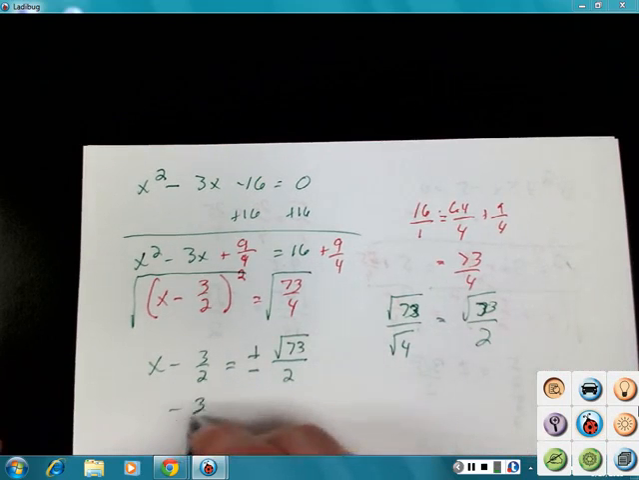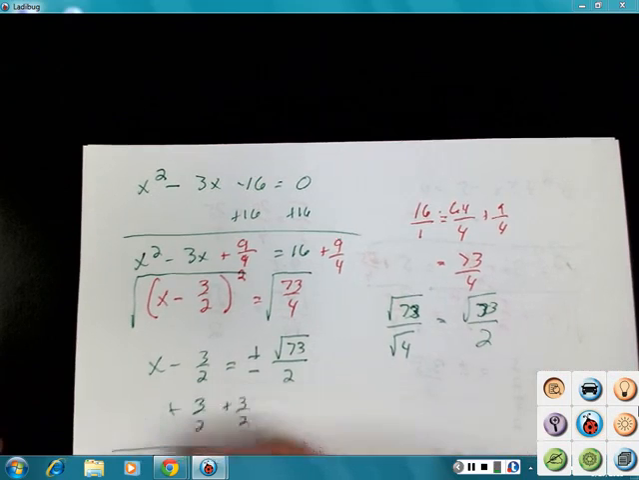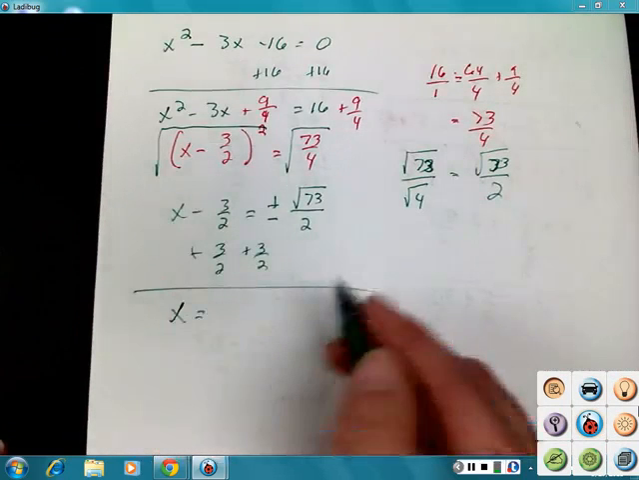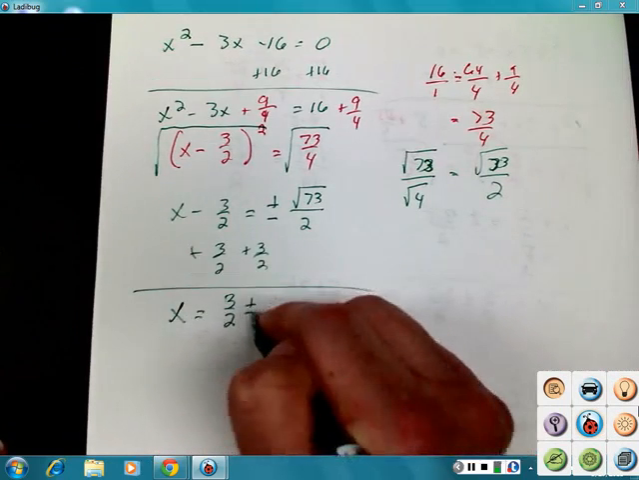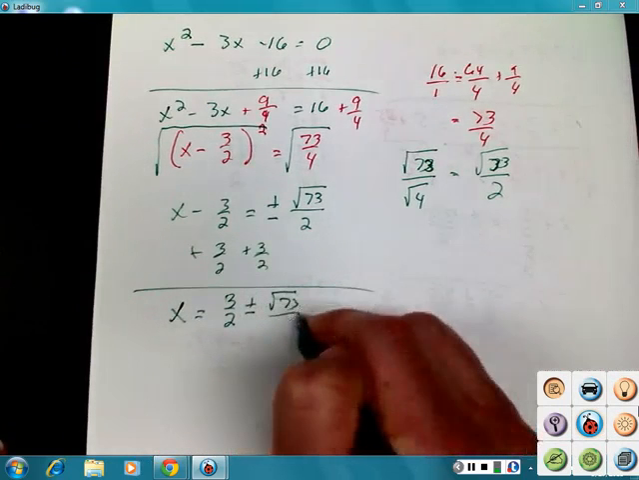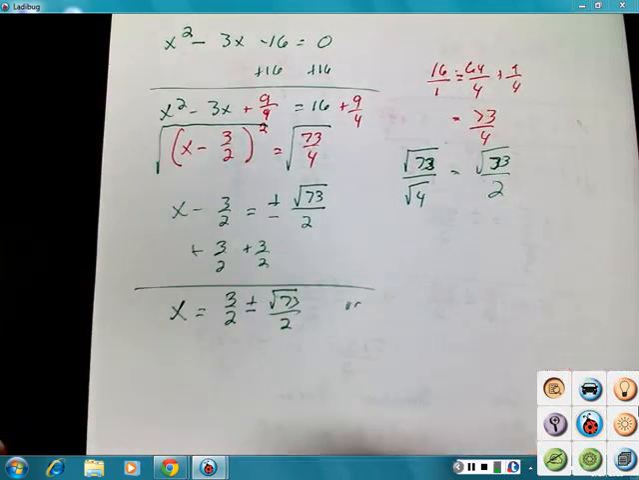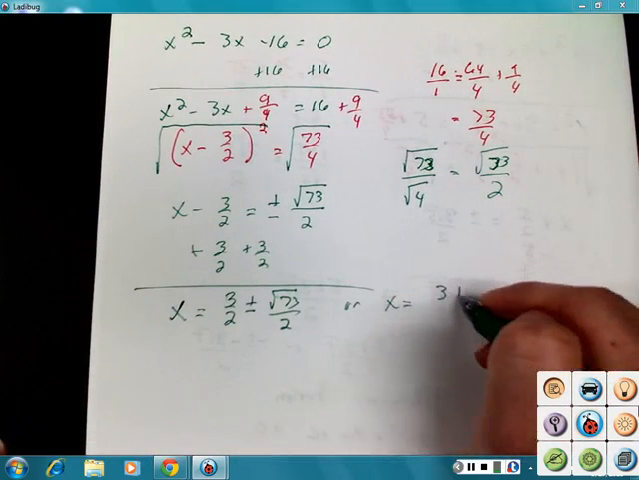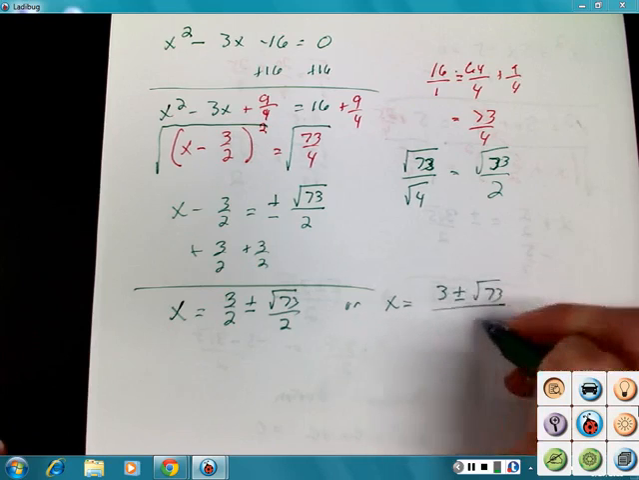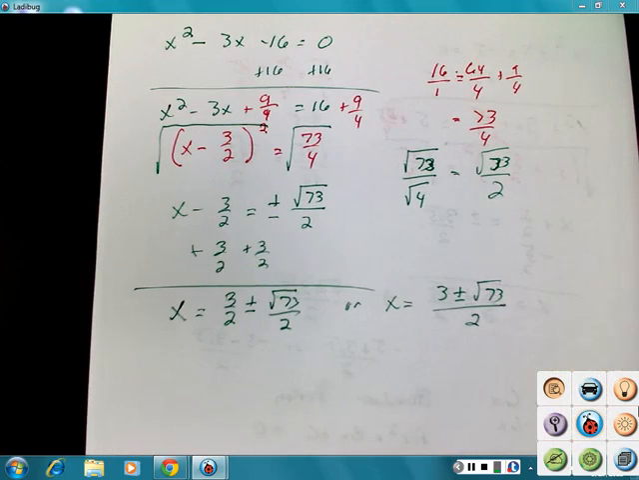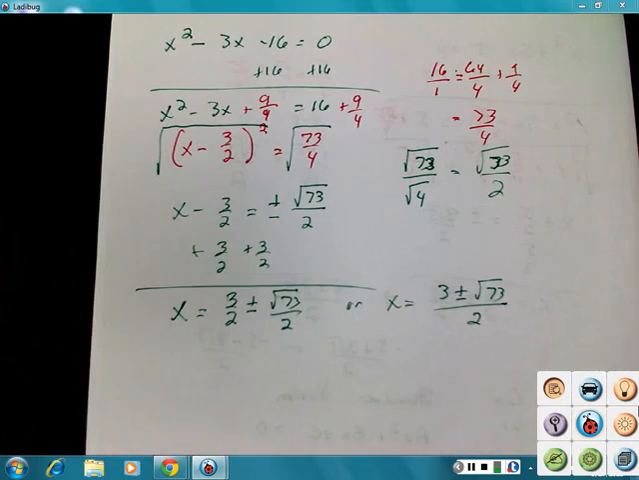Move my 3 halves over. And I find out that x is equal to 3 halves plus or minus the square root of 73 over 2, or x equals 3 plus or minus the square root of 73 all over 2. And so that becomes what that happens to equal. Okay or not okay? Okay. It's always a half of whatever that middle is. Never a quarter, never a third, always a half. All right? So it's always splitting it in half when you do these.